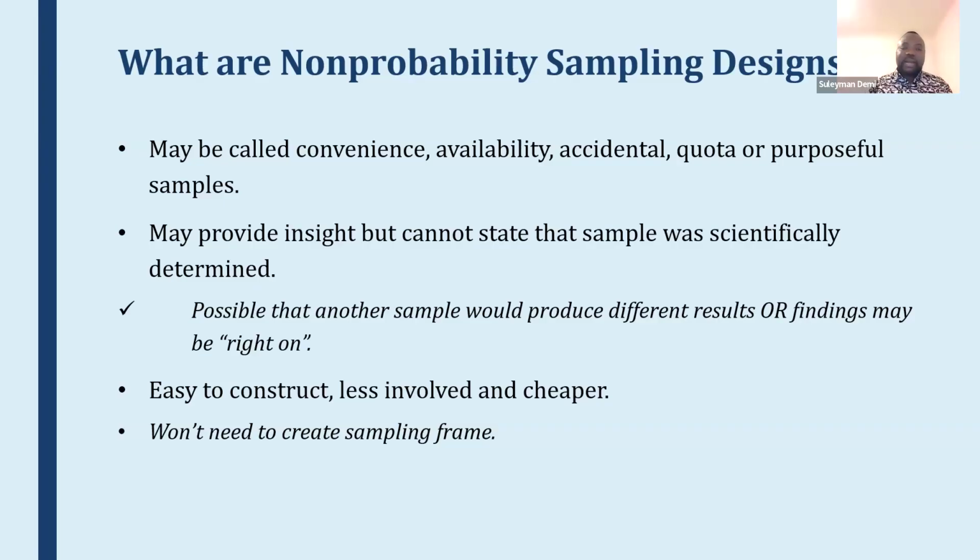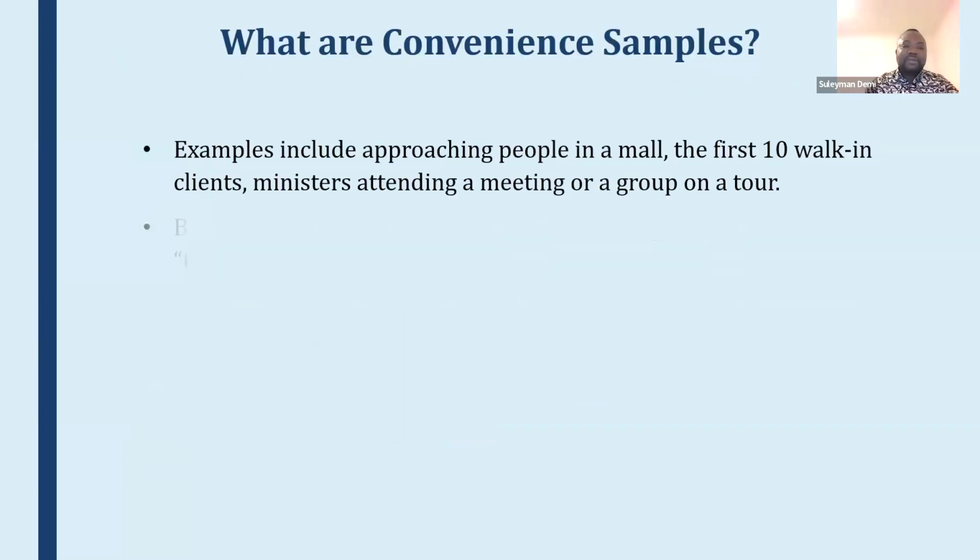sampling. It is easy to conduct, less involved and cheap. You won't need to create a sampling frame, right? With non-probability convenience sampling, you don't need to create a sampling frame. A sampling frame is basically the population from which you are going to sample. There's no need to create that. It provides a quick estimate, but not accuracy and precision.